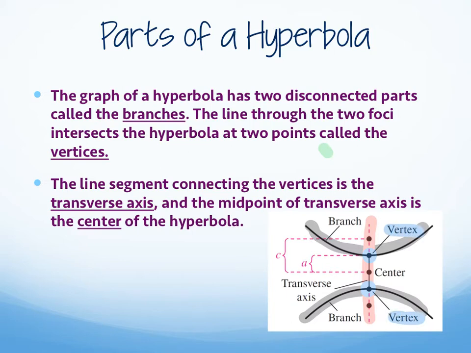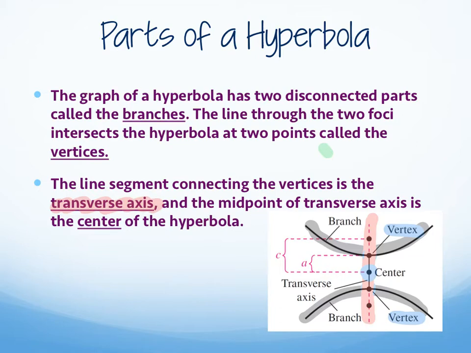The line segment connecting the vertices is called the transverse axis. So this line that we just talked about is really like an axis of symmetry for both of those, and it's called the transverse axis. And the midpoint of the transverse axis is the center of the hyperbola. So we've done center for ellipse and circle, in which your shape went around it. This time it's in the middle and it's pointing away from it.